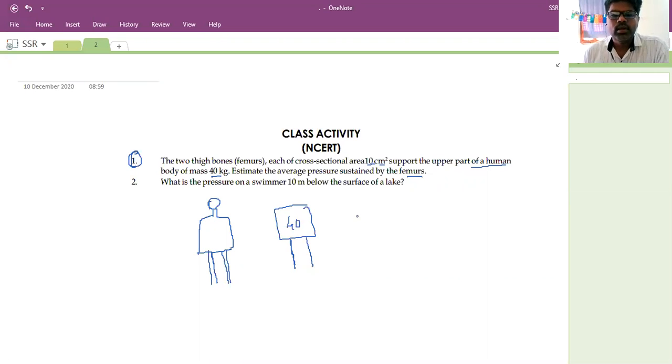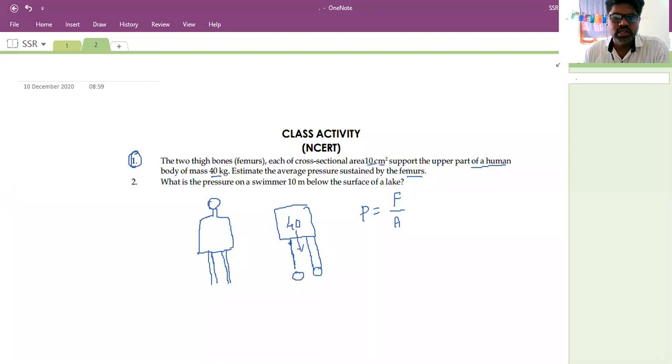Then the pressure at each bone, the pressure sustained by the femurs. You can imagine these bones like a column of rods. In that case, this weight is acting vertically downwards, 40 g, and is balanced by these two bones. Normally pressure P is equal to net force F by area of cross section, F by A. So each bone has a certain area of cross section.